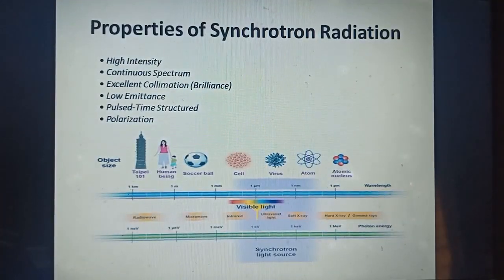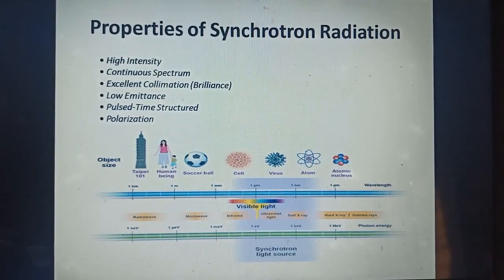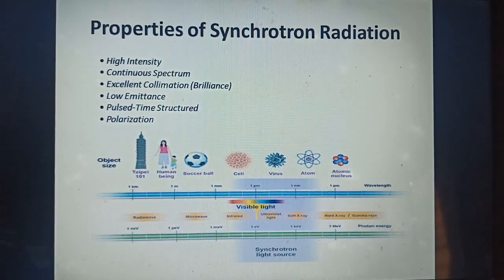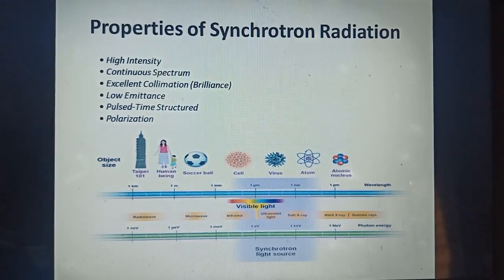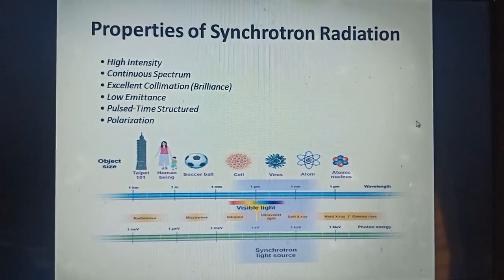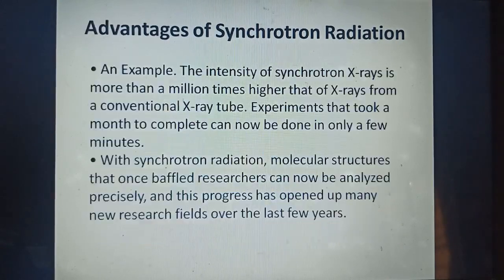These are the properties of synchrotron radiation: high intensity, continuous spectrum, excellent collimation, low emittance, pulsed polarizations, etc. This is a small figure showing how synchrotron radiation takes place.